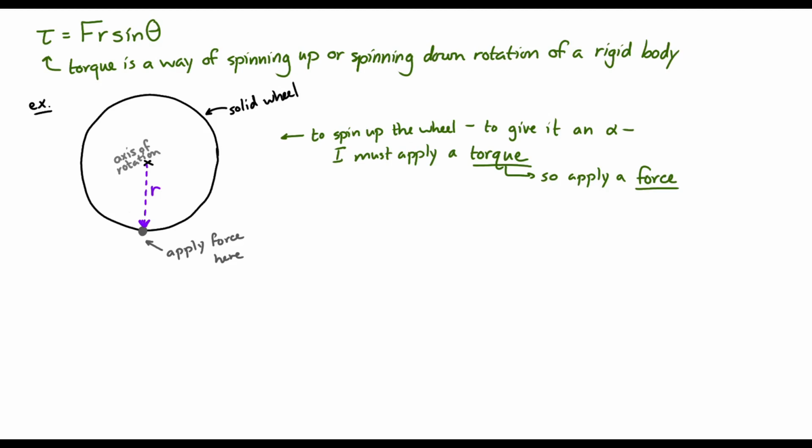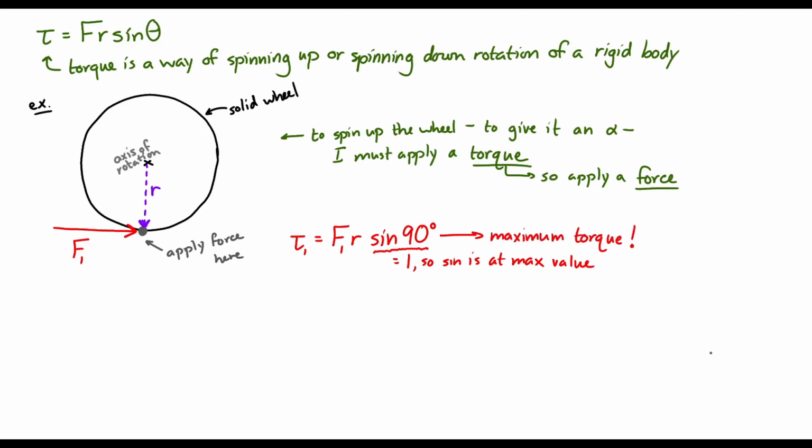Now if I apply the force like so, then the angle between r and the force is 90 degrees. And that means that my torque is equal to r times F times the sine of 90 degrees. Well, the sine of 90 degrees is equal to 1. That's as large as I can get from sine. So that means that I'm going to get the largest possible torque in this situation.